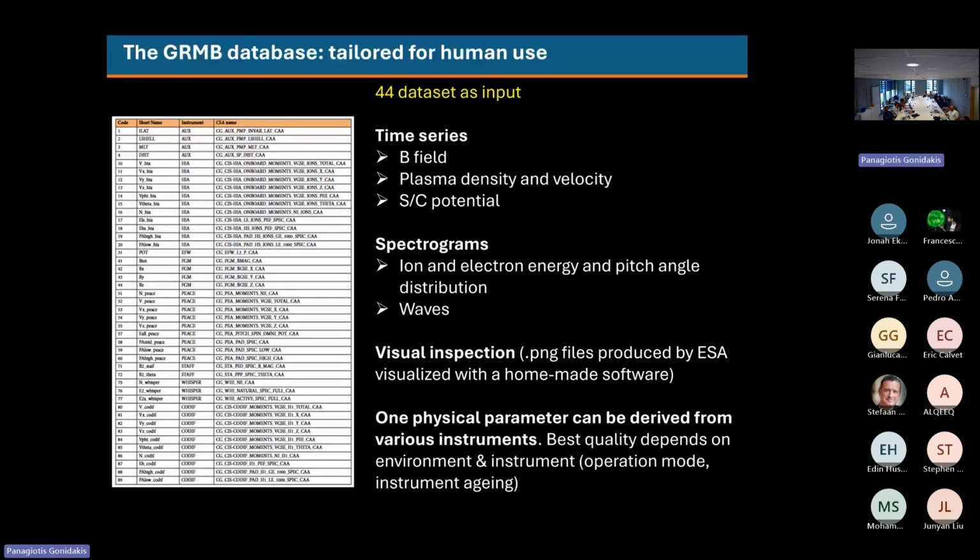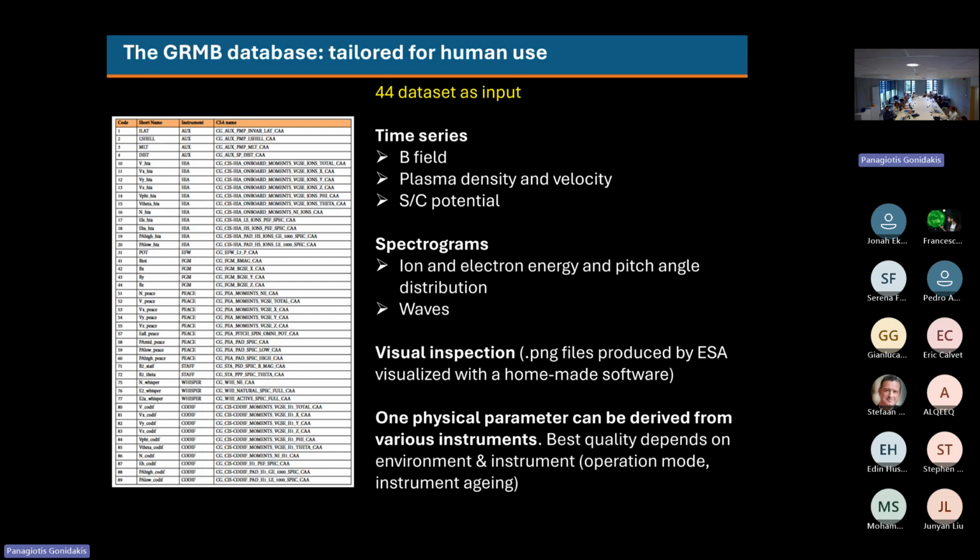So to do this classification, we use 44 different data sets. It can either be time series, like the magnetic field, plasma density, or velocity, or spectrograms, so time energy spectrograms, pitch angle spectrograms, wave spectrograms. And this was made by a visual inspection. So we downloaded PNG files, so figures from the Cluster archive. And we developed a homemade software to display those data and to allow the operator to click when the spacecraft was changing region.